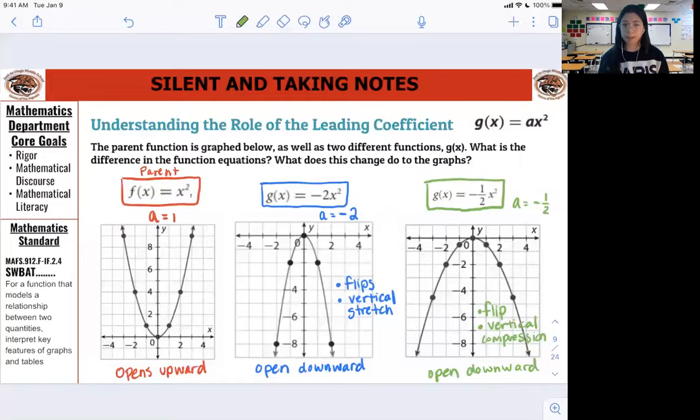The actual value, the absolute value, whether it's a 2, a 4, a 6, a 1/3, a 1/2, whatever it is, it's going to make it skinnier or wider. But when you add a negative on top of it, it also flips it. Do I have any questions on that?